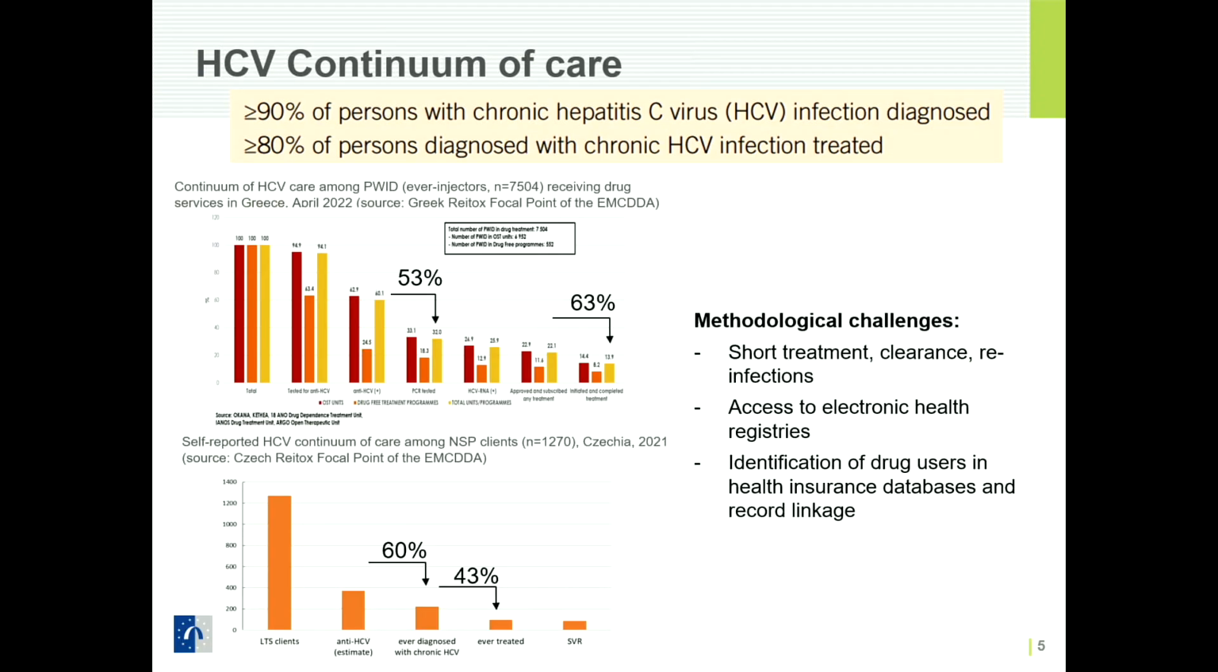In terms of continuum of care, the 2030 targets, again published by WHO: 90% of people with chronic hepatitis C are diagnosed, and 80% of these are treated with the latest effective medicine. The concept of the continuum of care comes from the HIV field. So when you want to apply it to HCV, it's a bit more complex. It's quite tricky because you have a short treatment course, clearance, reinfection. So applying the HIV model to HCV is a bit complicated. That's the first thing to say.